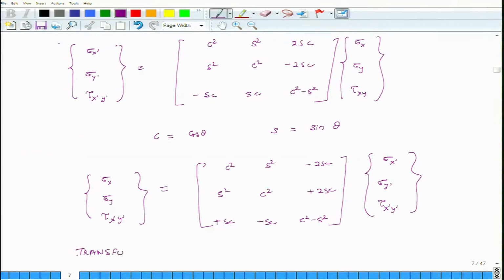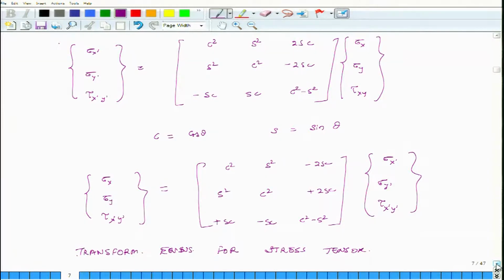Okay. So, these are the transformation equations for the stress tensor. These equations help us transform stress from one coordinate system to another coordinate system, as long as these coordinate systems are Cartesian in nature. So, next we will look at strains.